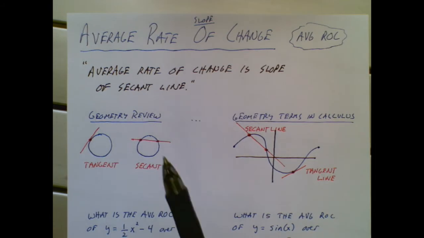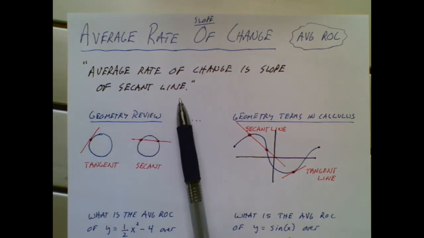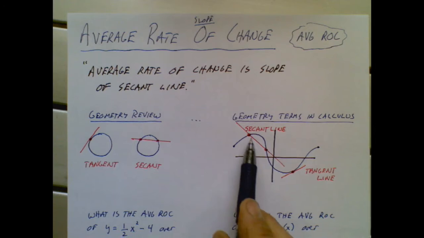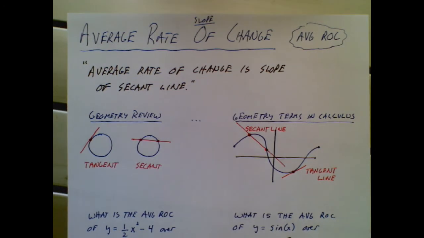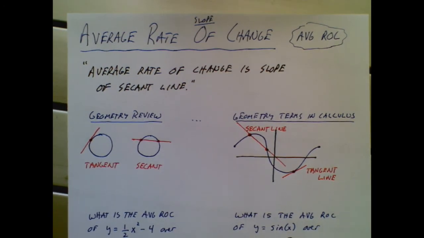And so when you need average rate of change, it's slope of secant line. All you have to do is find the slope of that secant line. It's that easy. So let's do two quick examples.